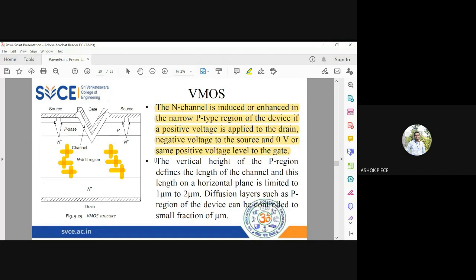The vertical height of your P region is going to define the length of the channel, and it is going to be in the order of micrometers, 1 to 2 micrometers only. The diffusion region is in the order of 2 microns, in the fraction of micrometers only. With a precise fabricating mechanism, you can ensure that the length is 1 to 2 micrometers, and the diffusion layers can be in the range of fractions of micrometers. That can be ensured by proper fabricating mechanisms.